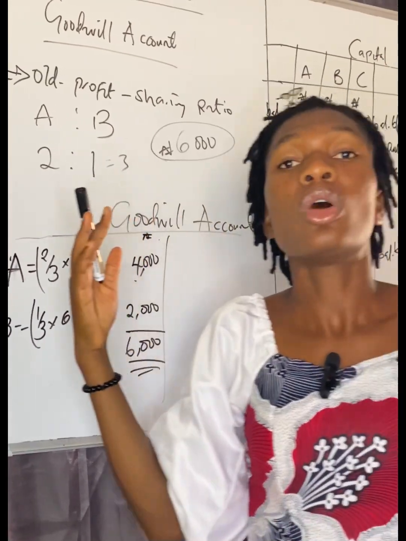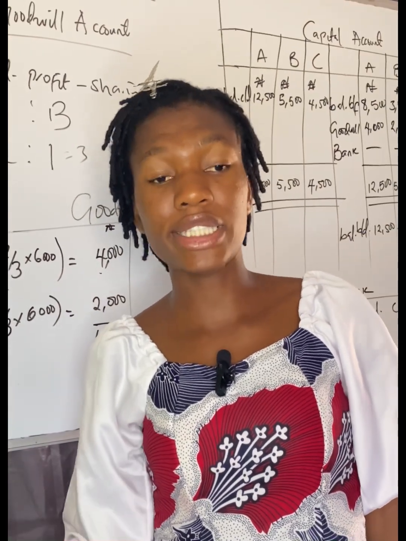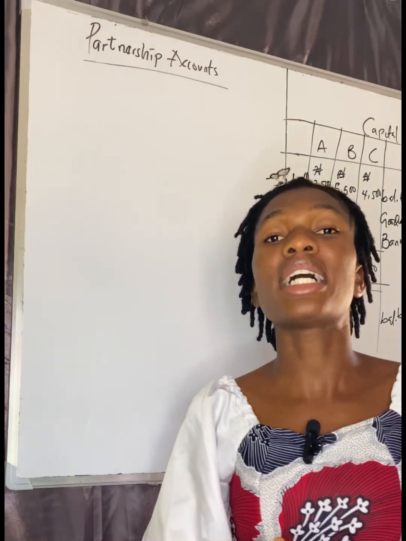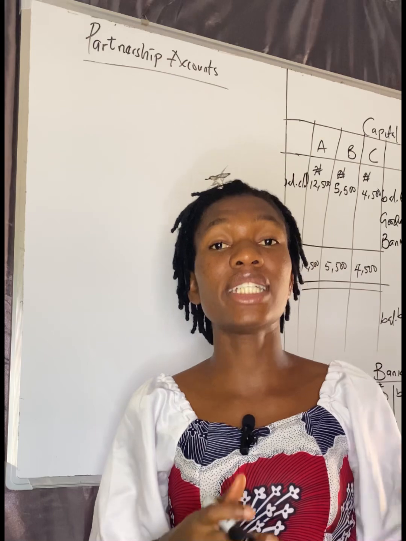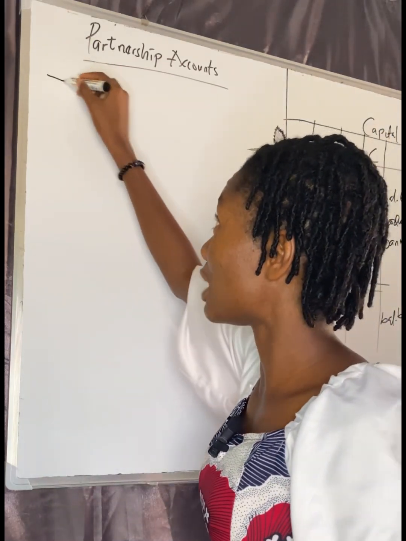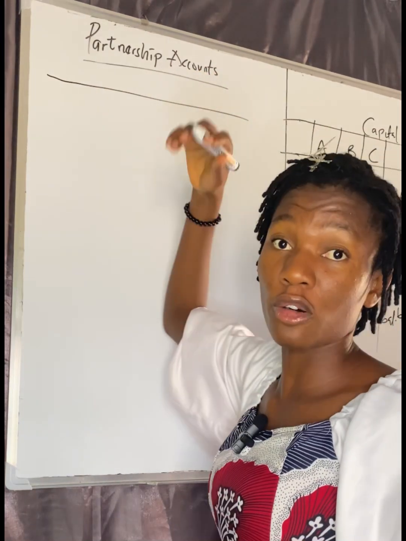Now let us see what our ledger account will look like if goodwill is to be retained in the book of accounts. All right, welcome back. So like I said, we want to be looking at what our balance sheets will look like if we want to retain this goodwill in the book of accounts. So I'm going to be making another balance sheet. This is the adjusted balance sheet at the beginning of the new year.